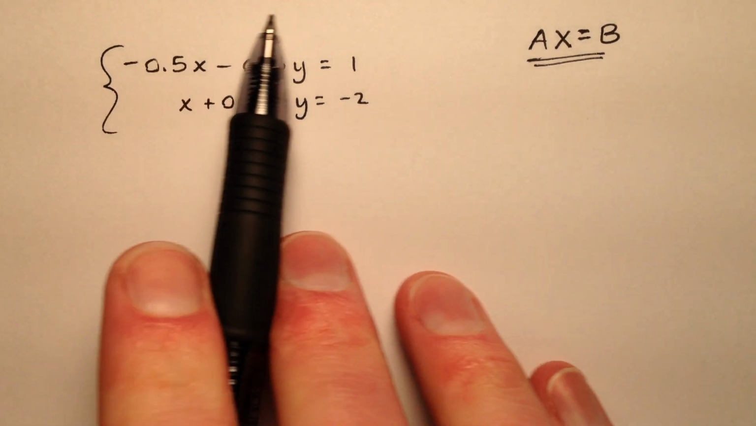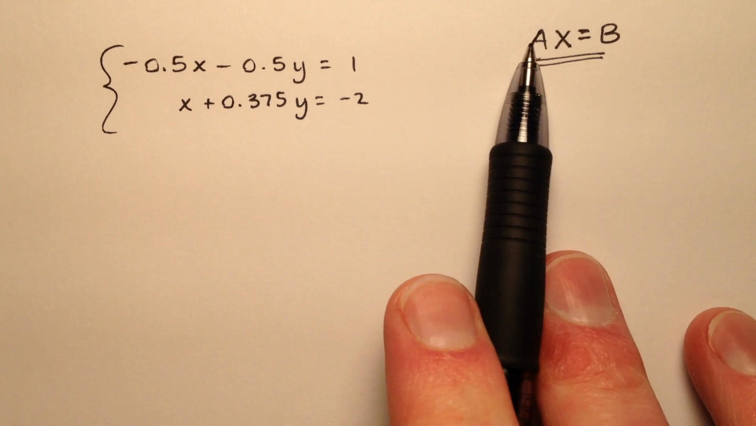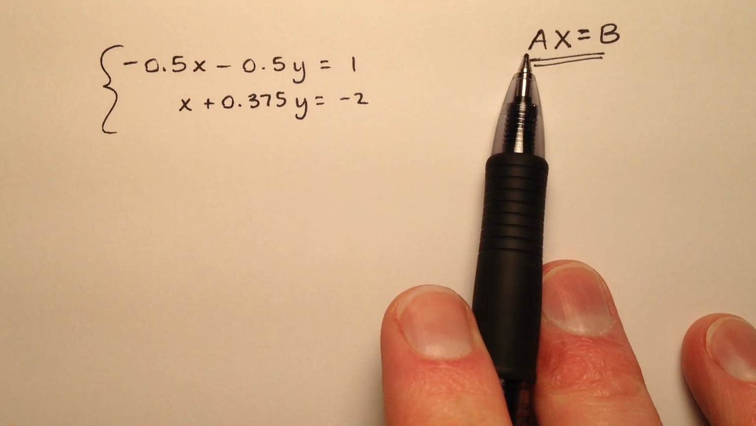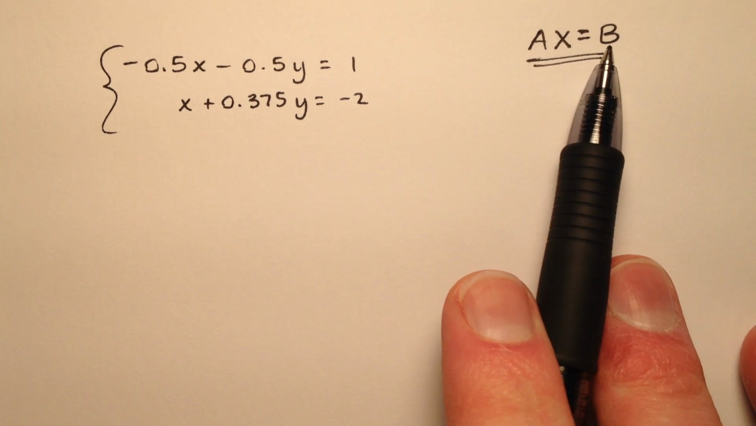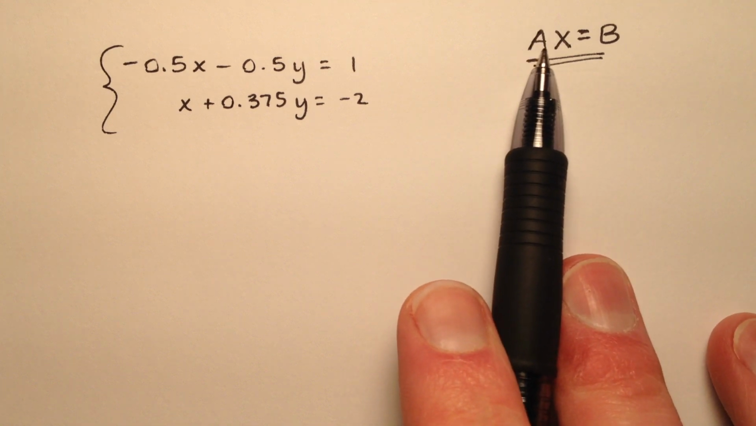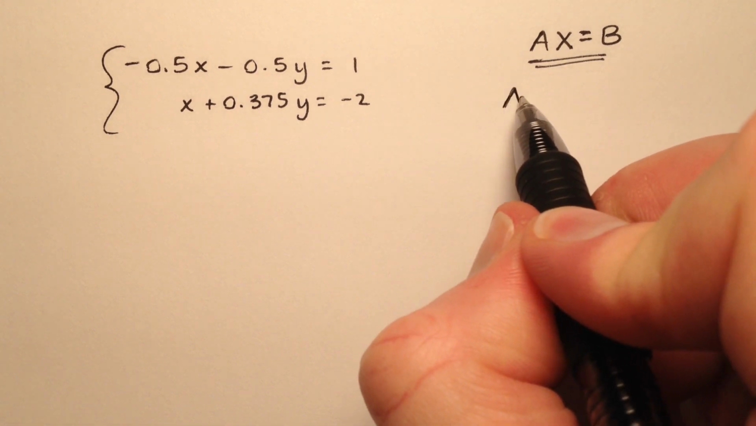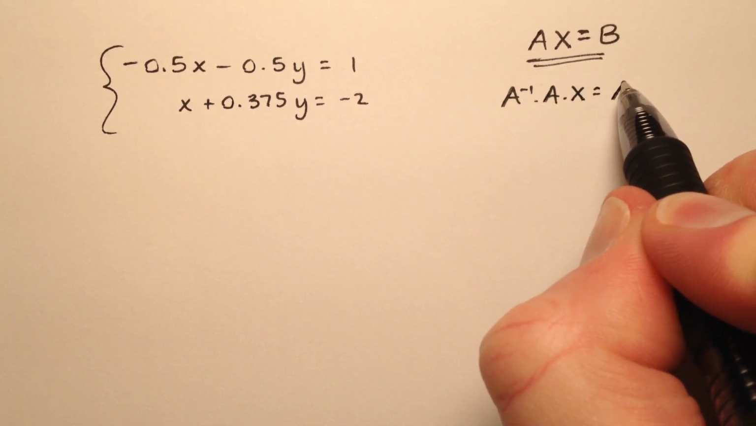Here, we're going to solve this system of equations by using the matrix equation AX equals B. So remember that A is going to be our coefficient matrix, X is our variable matrix, and B will be our constant matrix. So what's going to happen is that we're going to find the inverse of A and multiply both sides of the equation on the left by the inverse of A.